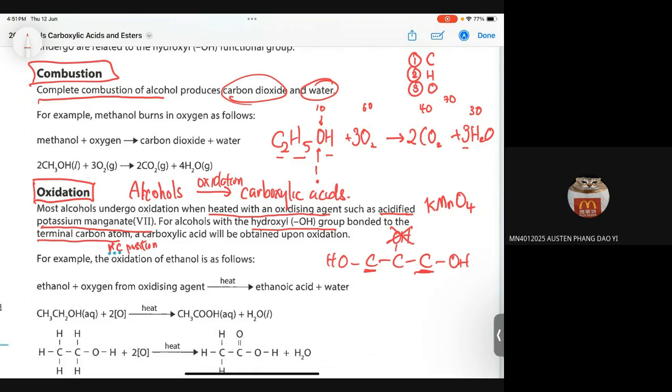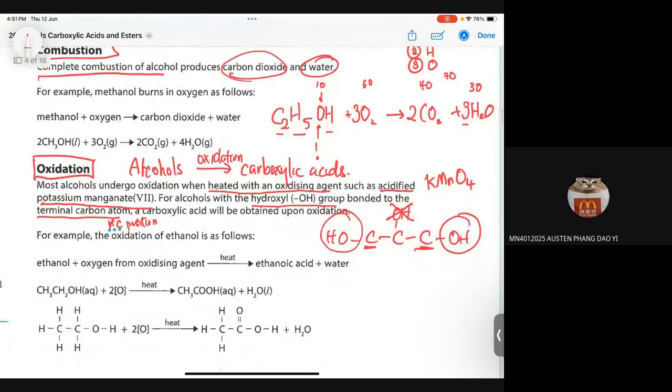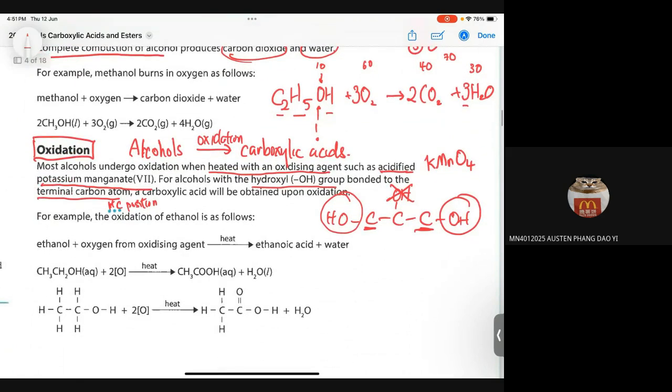Only with it being at the terminal carbon can you get carboxylic acid upon oxidation. So take note, it must be at the ends. It cannot be in the middle, otherwise it wouldn't work. Your carbon must be the end carbon. This is the oxidation of ethanol as follows.